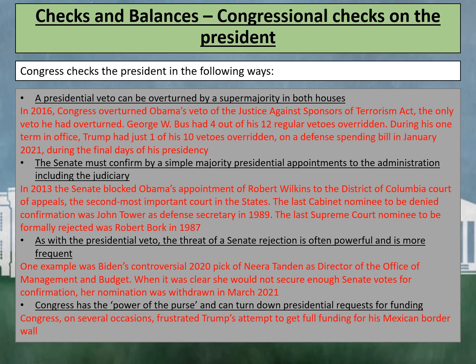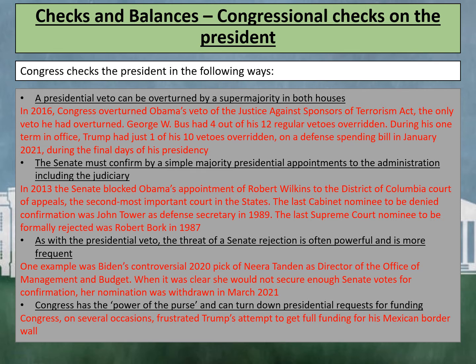As with the presidential veto, the threat of a Senate rejection is often powerful and is more frequent. One example was Biden's controversial 2020 pick of Neera Tanden as Director of the Office of Management and Budget. When it was clear she would not secure enough Senate votes for the confirmation, her nomination was withdrawn in March 2021.